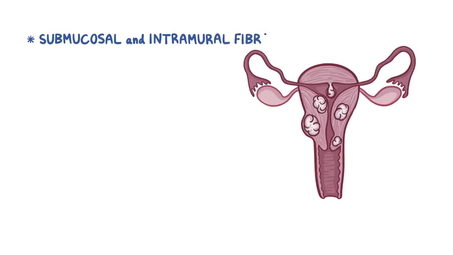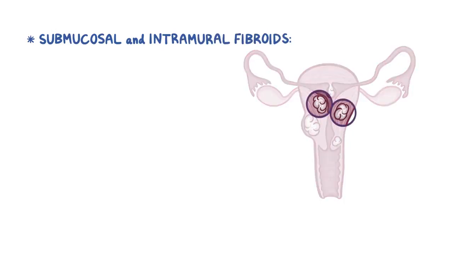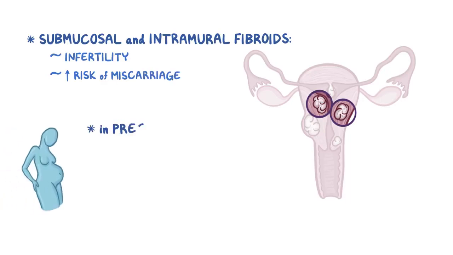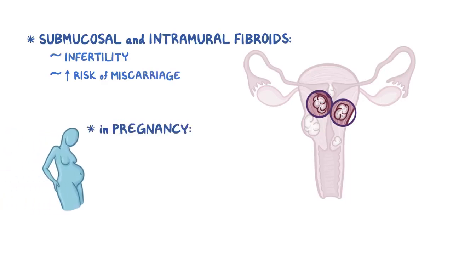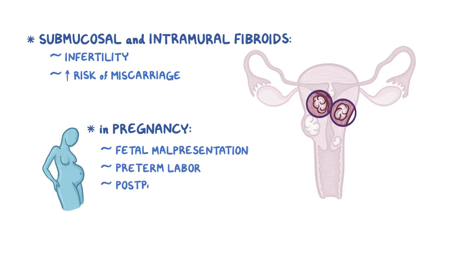Submucosal and intramural fibroids in particular are also associated with infertility and a high risk of miscarriage. In pregnancy, fibroids can also cause issues such as fetal malpresentation, preterm labor, and postpartum hemorrhage.